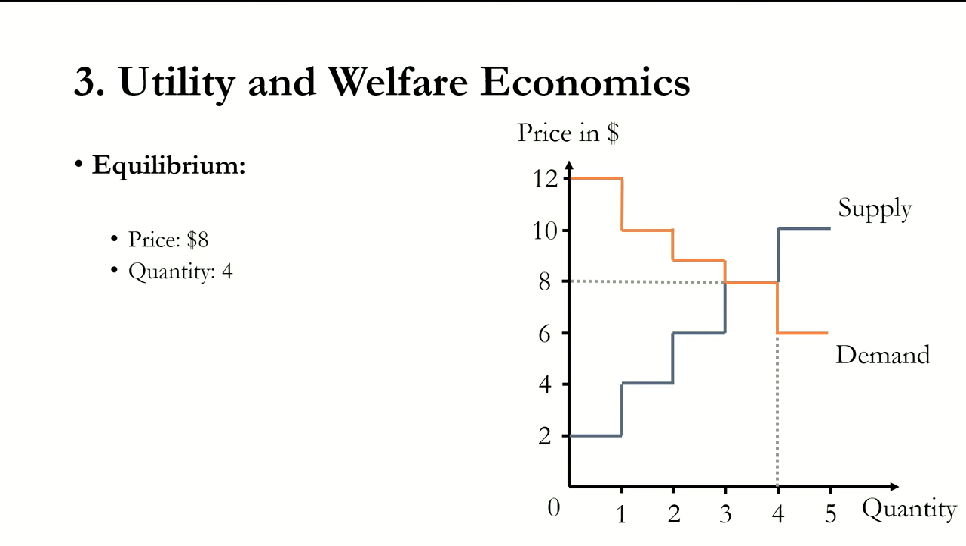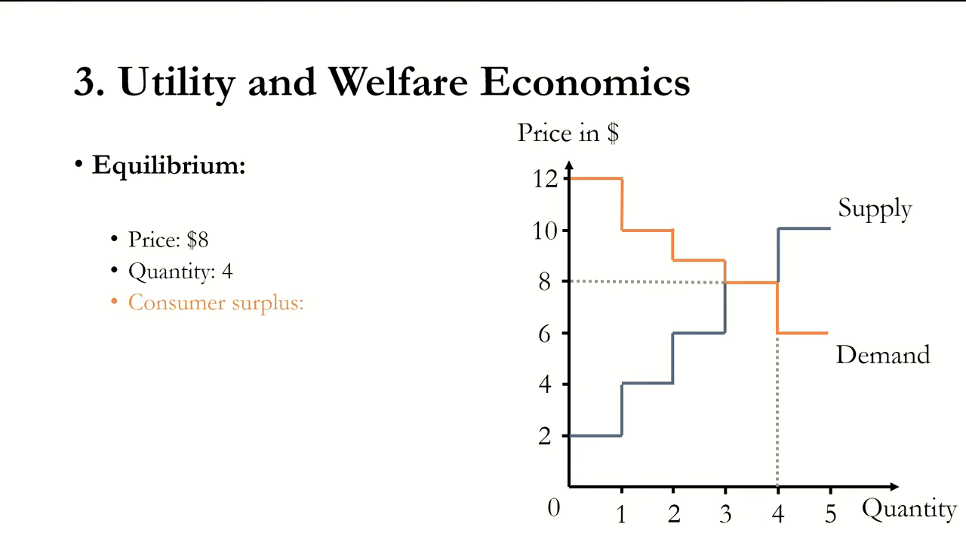So now, from this, we obtain an equilibrium, a market equilibrium. This is where demand and supply intersect. This is the price at which the quantity demanded and the quantity supplied are the same. Here in our situation, we have an equilibrium price of $8 and a quantity of 4. And once we have this, we can assess the social utility of the situation, the social utility that is generated, or the mutual benefit that is generated through these interactions.